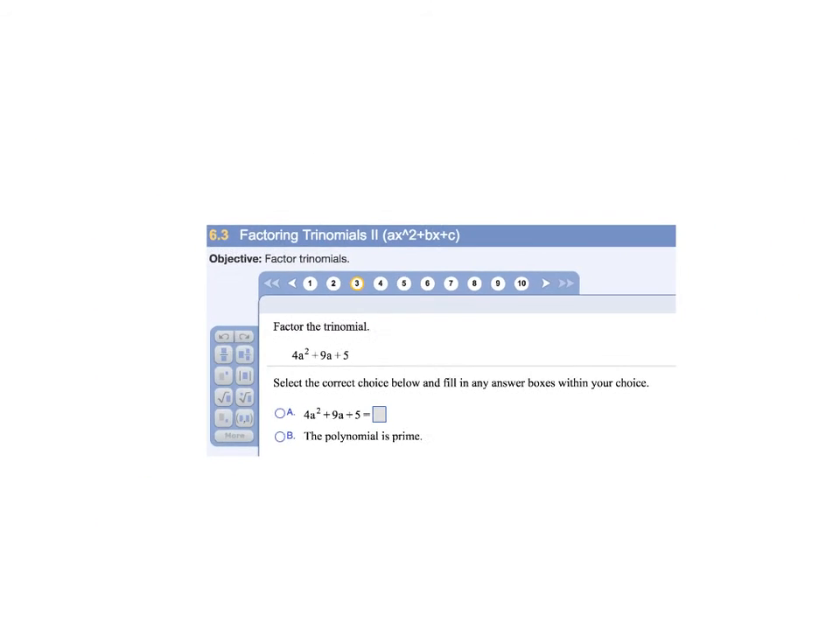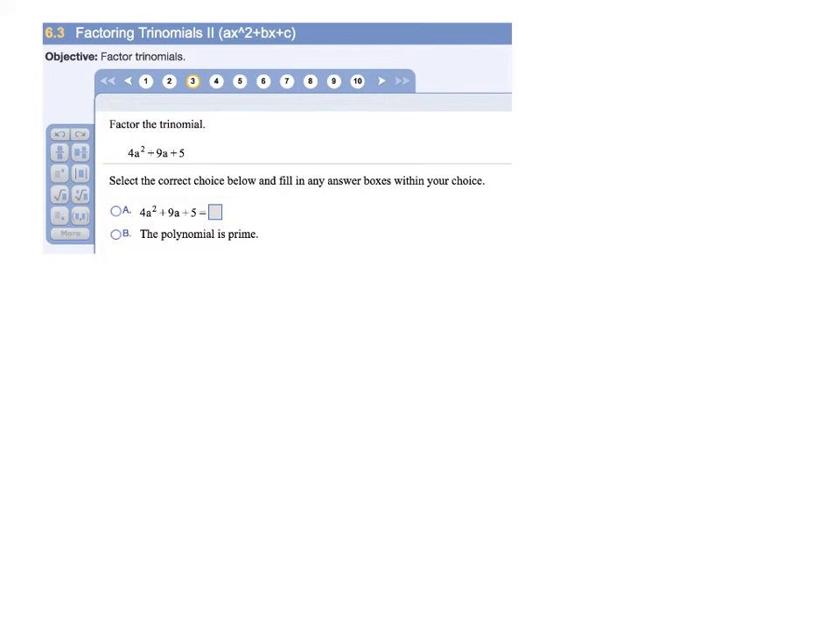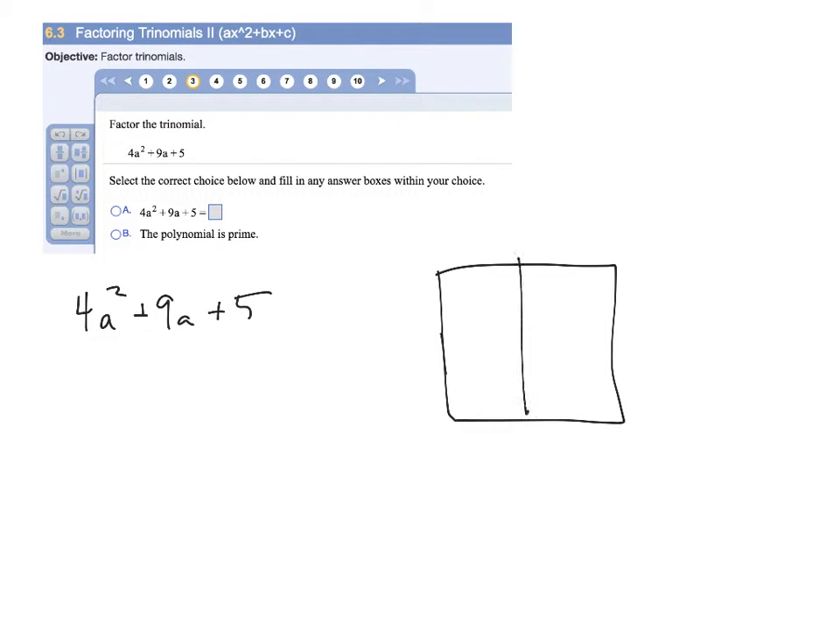All right, so we're going to do more of the same here. We've got, let's see, 4a squared plus 9a plus 5. So that's our trinomial. And of course, we're going to make our box over here. And we definitely know that 4a squared goes here, and we definitely know that positive 5 goes there.